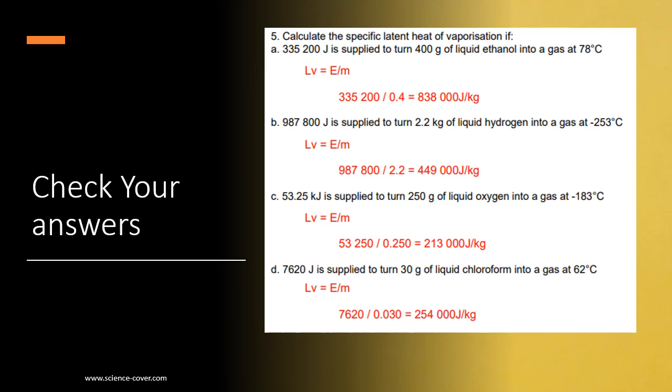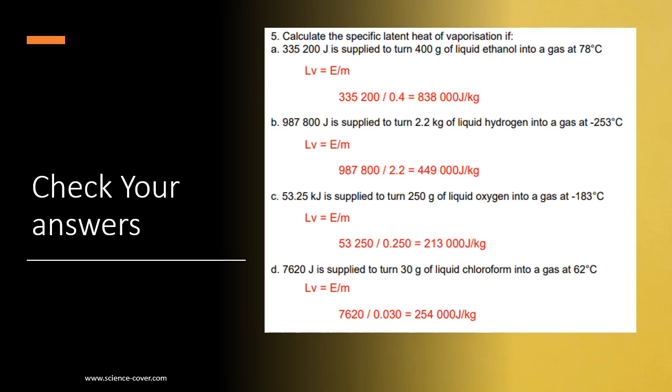For question 5, we've got to calculate the specific latent heat of vaporization. So part A, we've got 335,200 joules, and we're changing 400 grams of liquid ethanol to gas. So 400 grams will become 0.4 kilograms. So we're doing 335,200 divided by 0.4. This is 838,000 joules per kilogram.